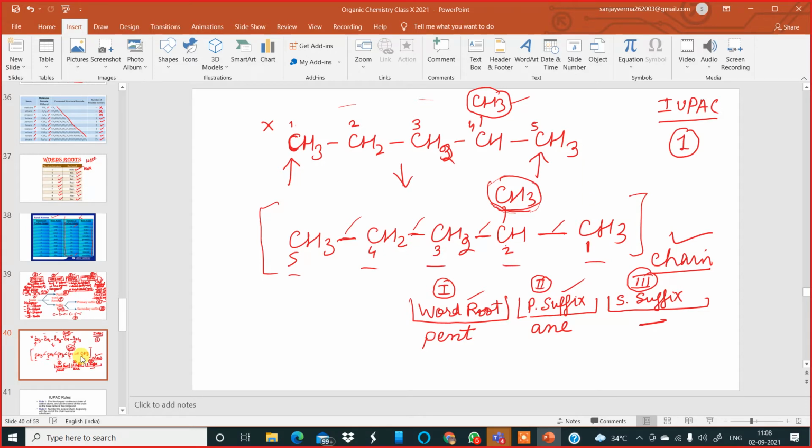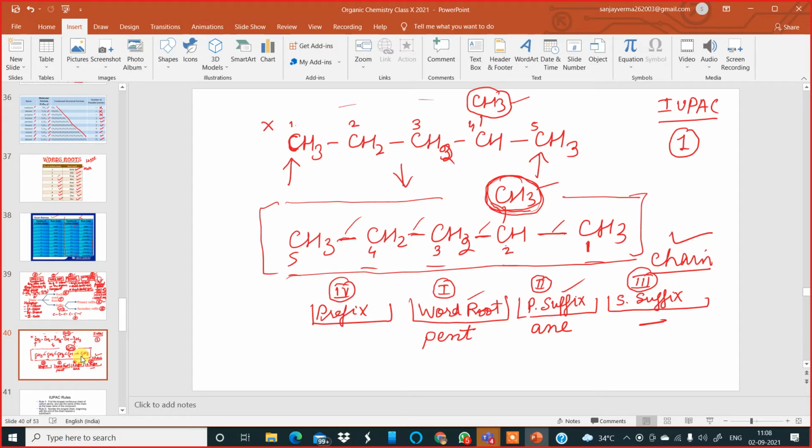Now we come to number 4. That is the prefix. I told you the prefix tells us about any other side chain branching by alkyl groups, which can be methyl, ethyl, propyl, or branching by halogens. Now in this organic compound, what is the branching group over here? What is this CH3 group called?